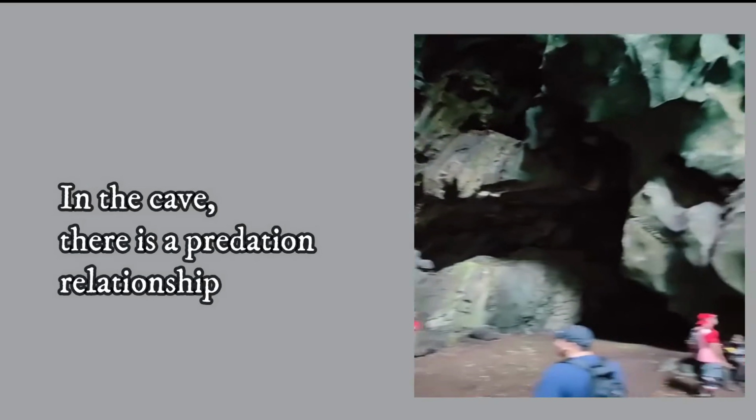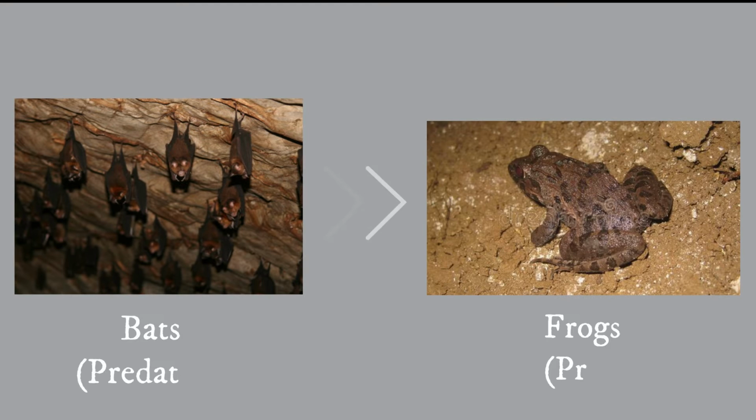In the cave, there is a predation relationship between bats and frogs. Bats act as predators and eat frogs that act as prey.